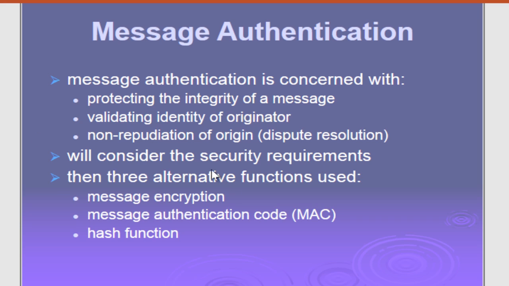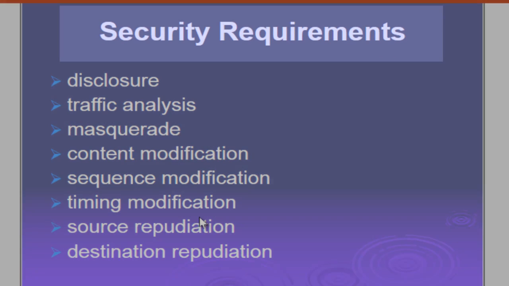In the same way, you also need to consider the security requirements before providing authentication. For providing message authentication, we have three alternatives. We can use any of these three techniques. The first one is simple message encryption, which we have followed till now. The other is MAC, the message authentication code. And another technique is the hash function. So these are the three different techniques for providing authentication. Now let us see some security requirements.